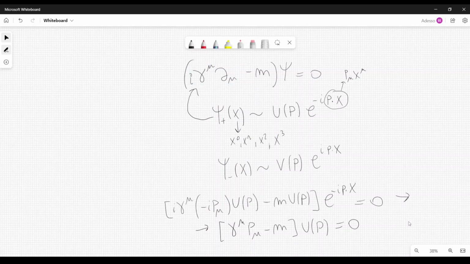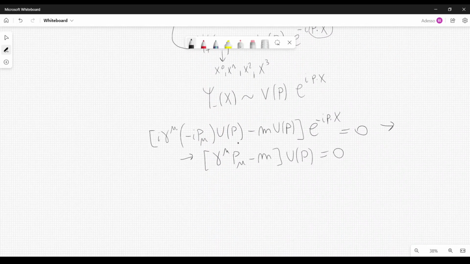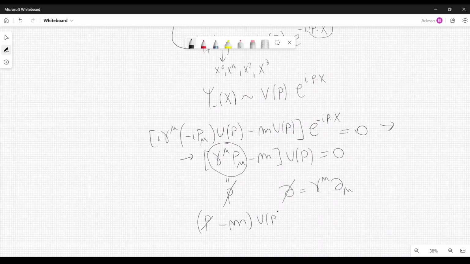This is the first equation that we find, and if we use the so-called slash notation, we can rewrite gamma mu p mu simply as p slash. And similarly, we could also call del slash gamma mu del mu, like this. Therefore, the equation can be written like this: p slash minus m u of p equal to 0.